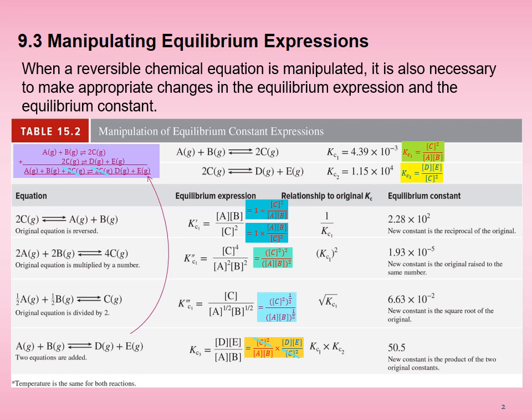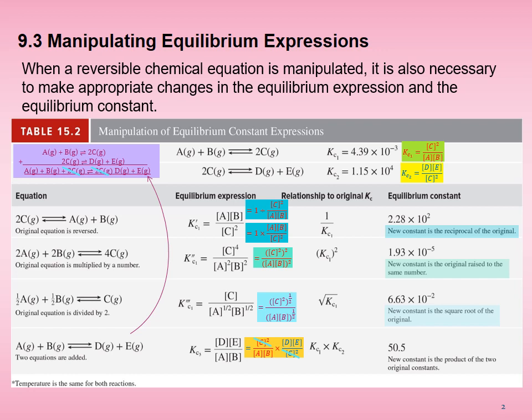Reversing an original reversible equation leads to the new constant being the reciprocal of the original constant. Multiplying an original reversible equation throughout by a factor of 2 causes the new constant to be the original constant raised to that same factor of 2. Multiplying an original reversible equation throughout by a factor of half causes the new constant to be the original constant raised to that same factor of half.